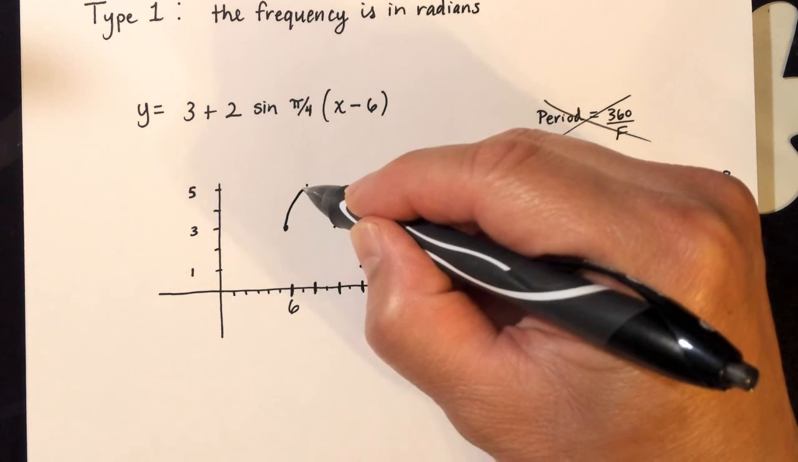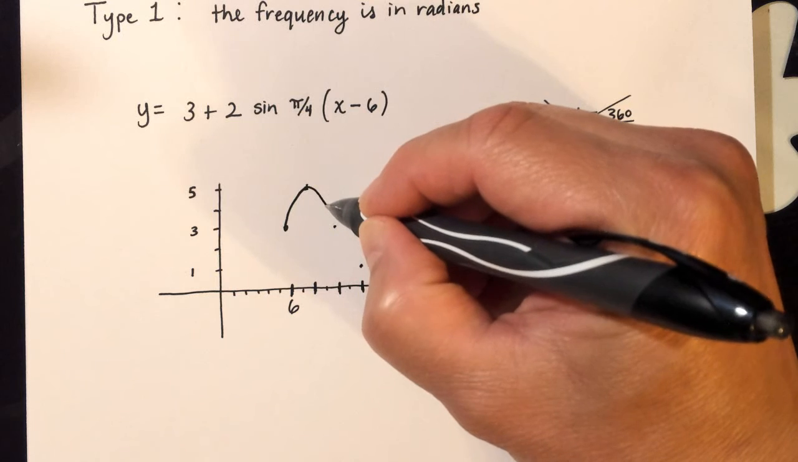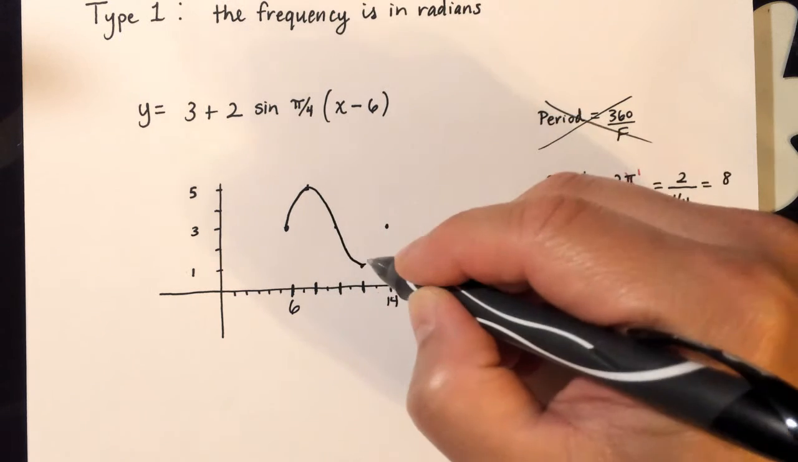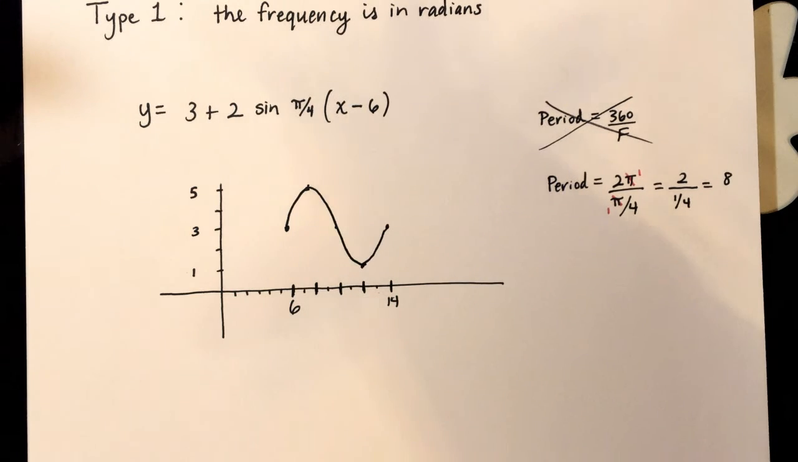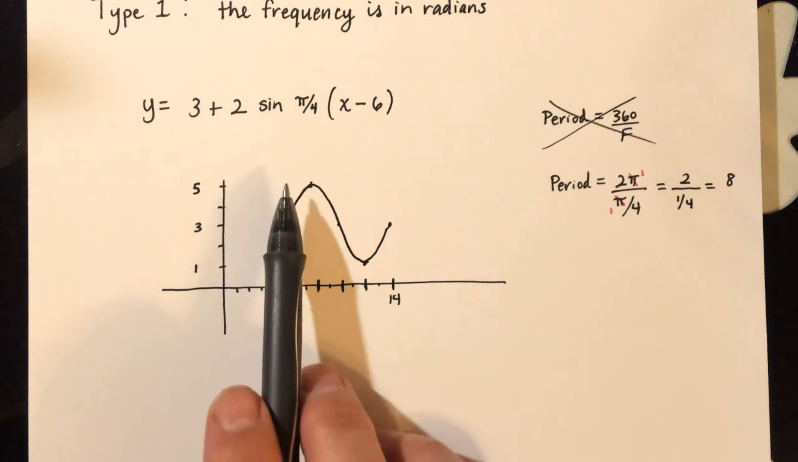And bam, bam, bam. Beautiful. Sine starts in the middle. Cosine starts at the top.